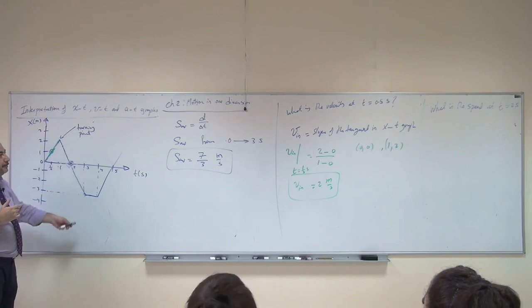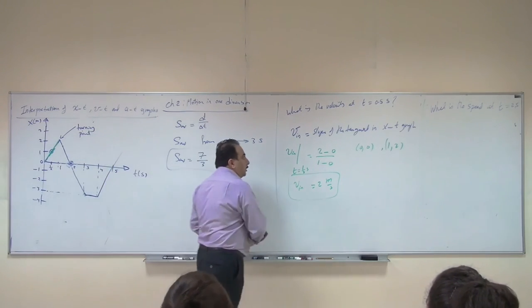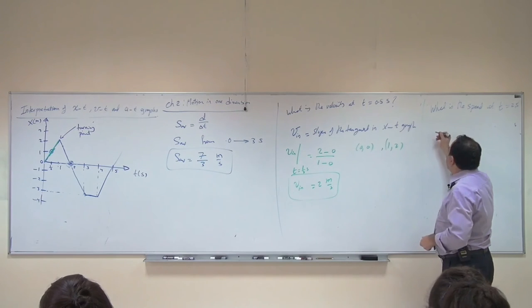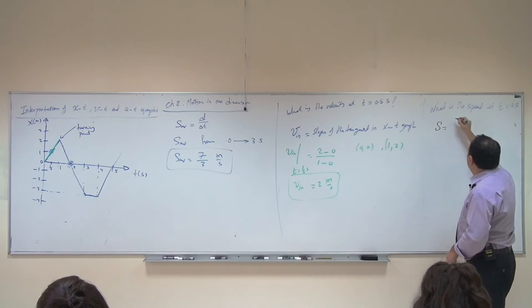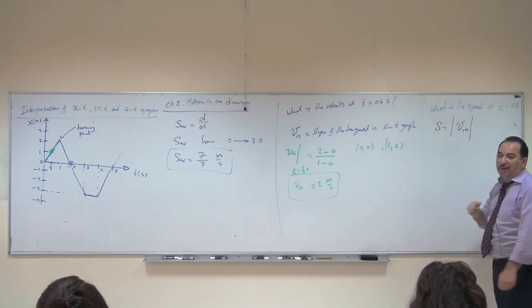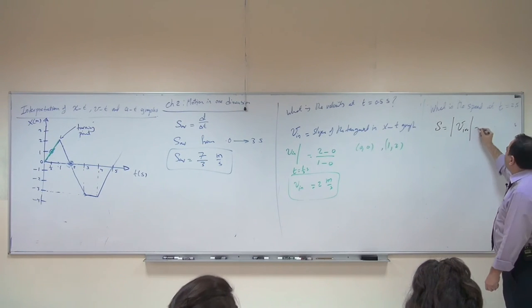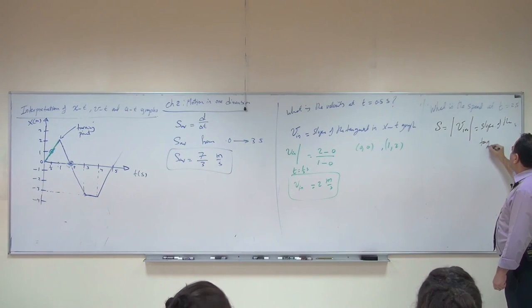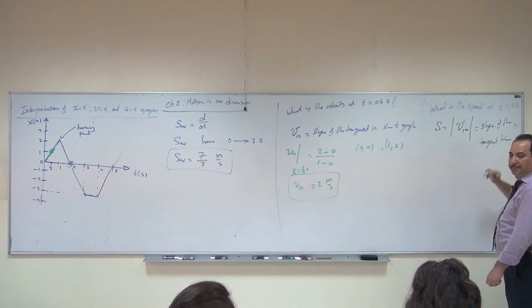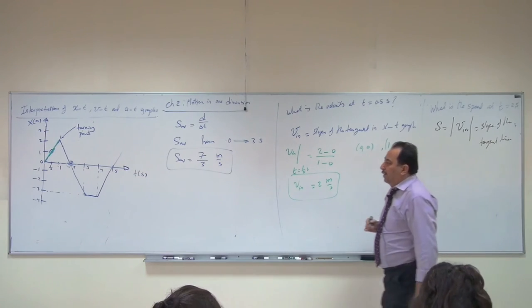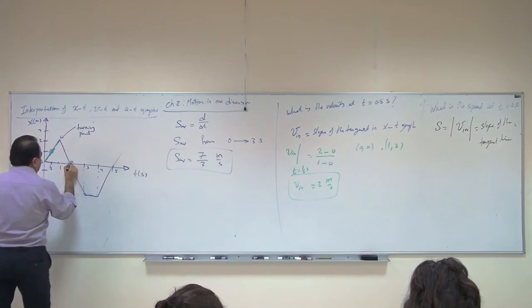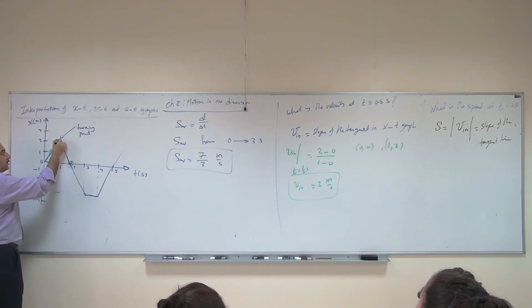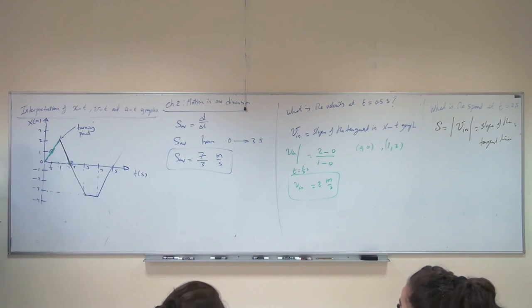Find the slope here. So what do I say here? Speed equals absolute value of, and instantaneous velocity means slope of the tangent line. So at this point, the tangent here is the same as the tangent of the whole line, which means I need 2 points. Give me 2 points on this line.